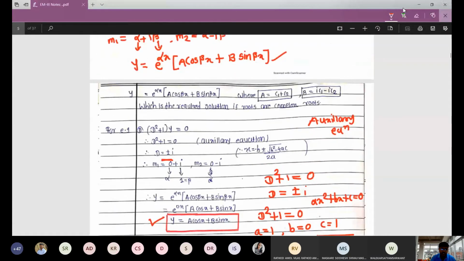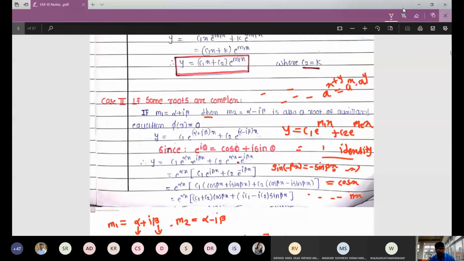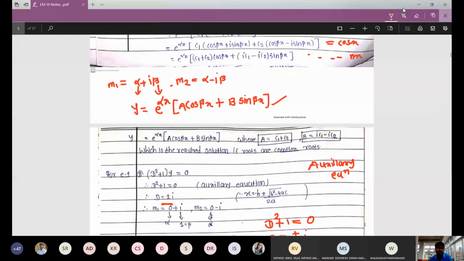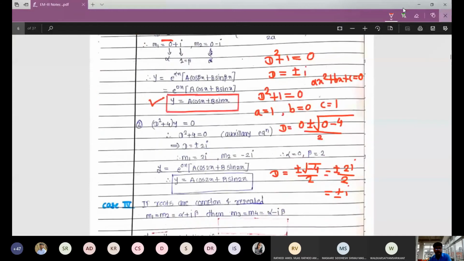So this is all about case number 3. If some roots are complex, then in that case you have to write the solution in this form directly. No need to follow this process. Directly you can write the solution: y is equal to e to the power alpha x in bracket a cos beta x plus b sin beta x. Okay. Now let's move ahead to case number 4.